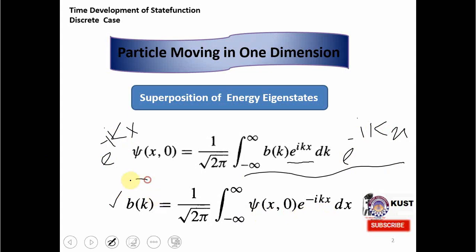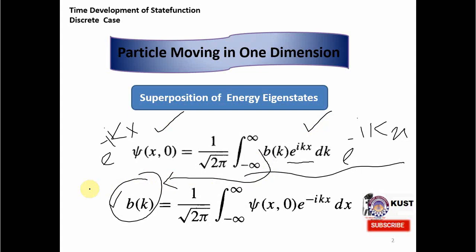We are interested in these b's because this will give us the probability for finding the particle. So, that is why, when we expand the initial wave function in terms of the eigenbasis of the Hilbert space, we are interested to extract back these b coefficients, because from these we will be able to calculate the probability.